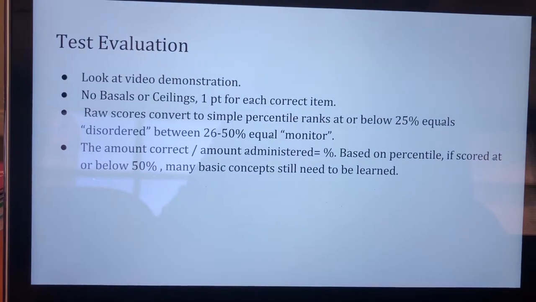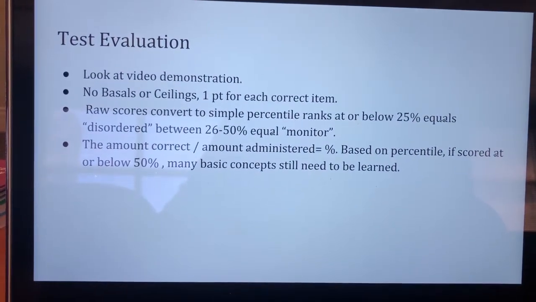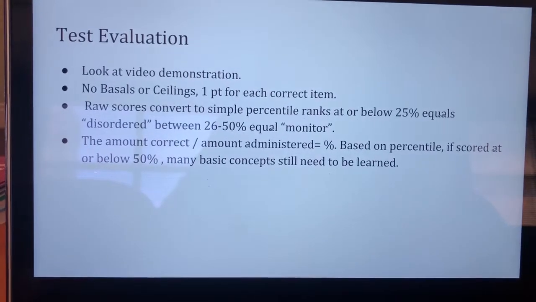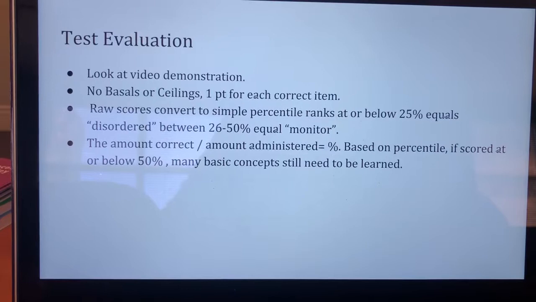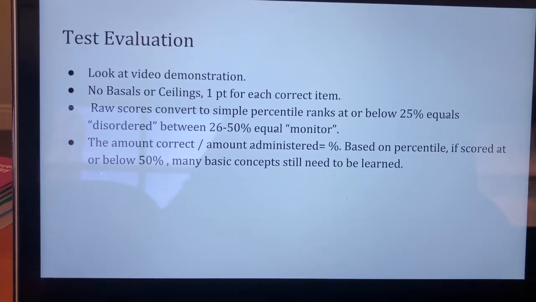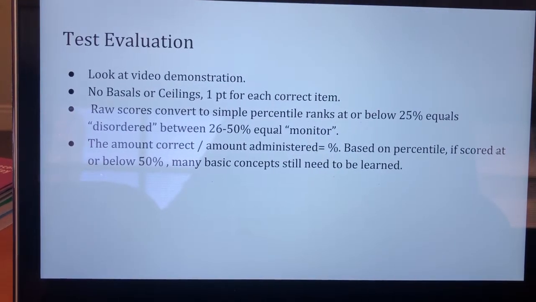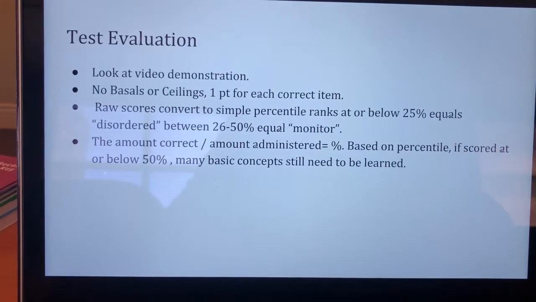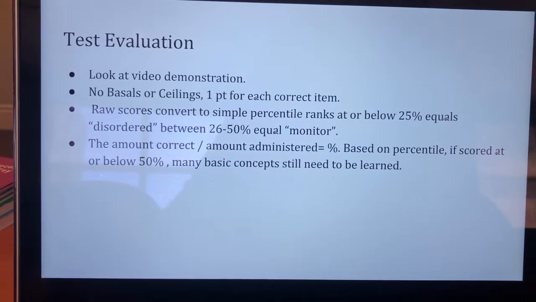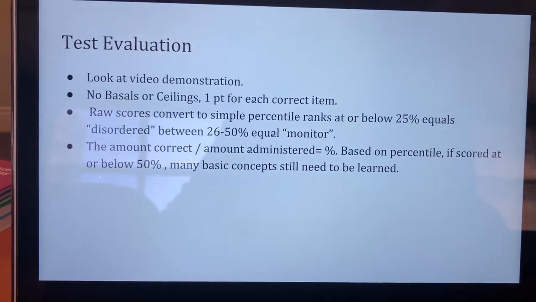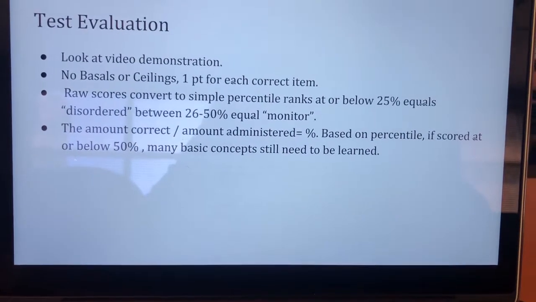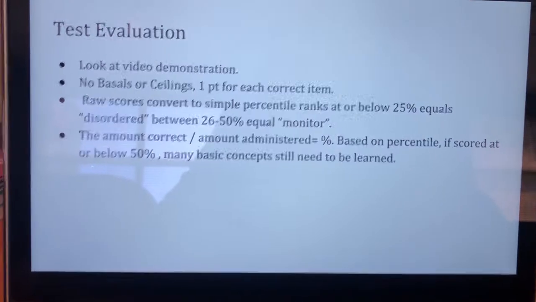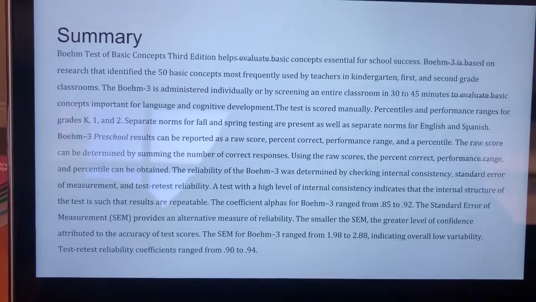Test evaluation. When you look at our video demonstration, you will see there are no basals or ceilings. There is 1 point for each correct item. Raw scores convert to simple percentile ranks: at or below 25% equals disordered, and between 26 to 50% equals monitor. The amount correct divided by the amount administered equals percent. Based on percentile, if scored at or below 50%, many basic concepts still need to be learned.